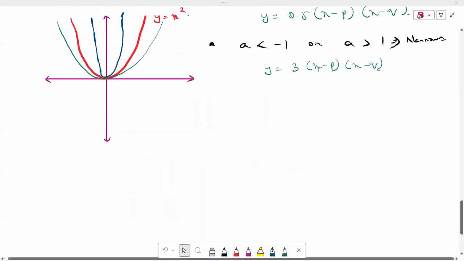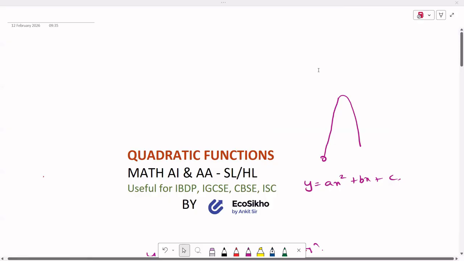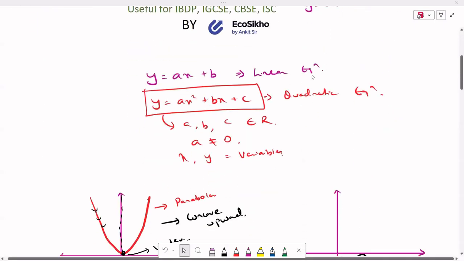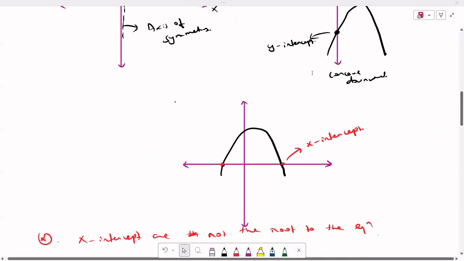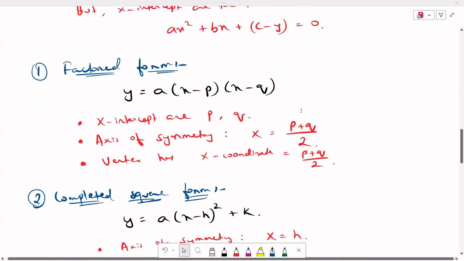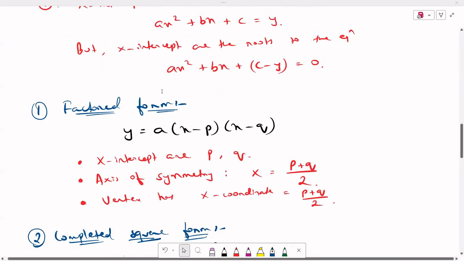So, in video number 1, we talked about what is a quadratic function. We talked about how the graph of a quadratic function always results in a parabola. We talked about different parts of a parabola. We have vertex, we have axis of symmetry. We talked about two special types of parabola in this syllabus. We can either get a concave upward or we can get a concave downward. Then we talked about the x-intercepts and the y-intercepts. And finally, we talked about some basic forms of an equation.